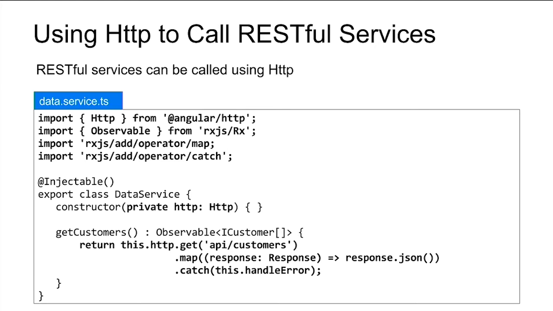But ICustomer would be an interface I have that just has basic data in it, like say name, city, state, things like that. It's an array. Now, what this is saying is if you call getCustomers, you're not going to get the data right away. You're going to get back this delayed thing, this observable.